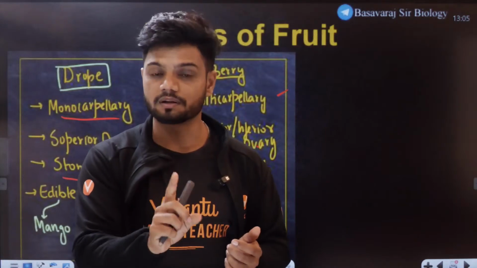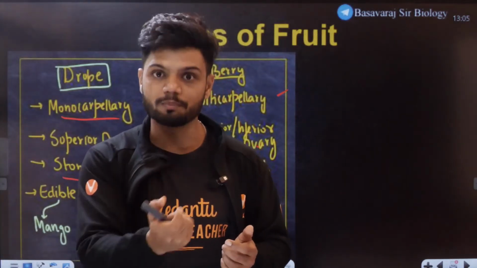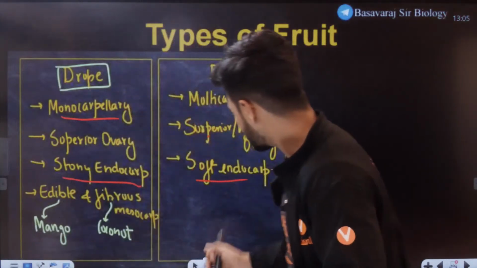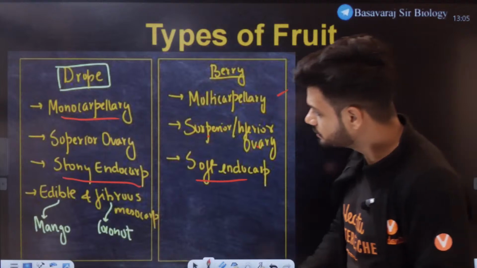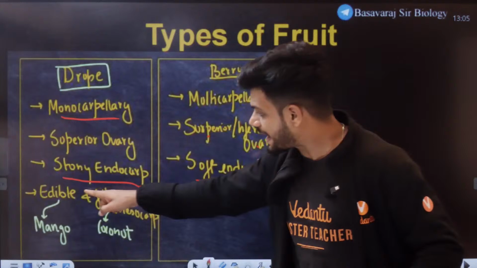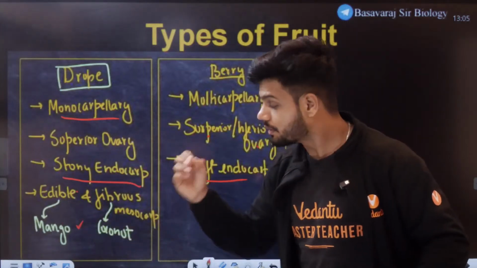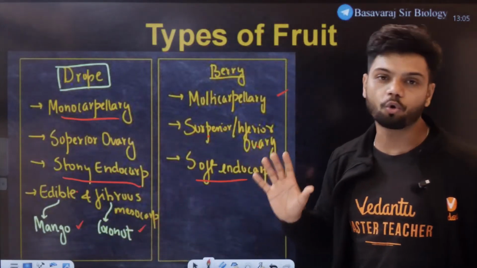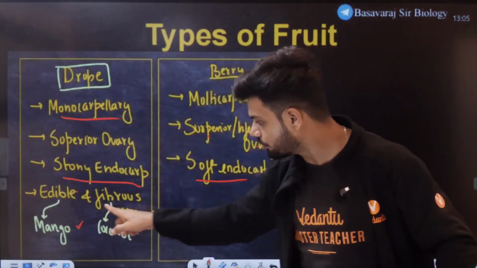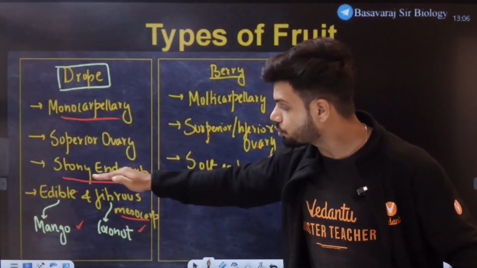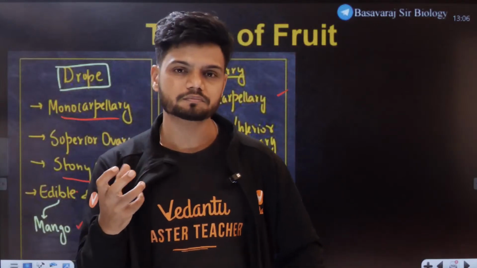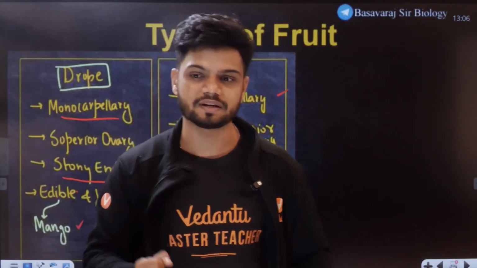Tomato is a fruit, not a vegetable. Tomato is a fruit. Cucumber is a fruit. Lady's finger is a fruit. All these are fruits, right? So soft endocarp. Here mesocarp can be edible or fibrous. It is edible in the case of mango, or it is fibrous in the case of coconut. Main difference which you need to remember: mesocarp is edible in mango, fibrous in coconut. Stony endocarp, you might have seen, you cannot eat the endocarp of your mango. It is very hard.